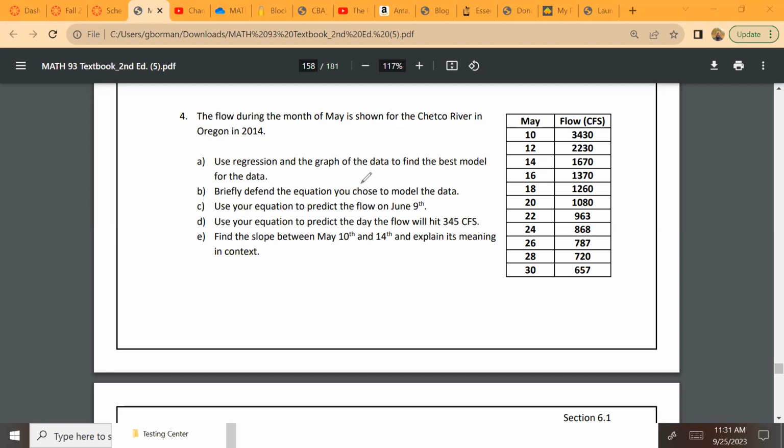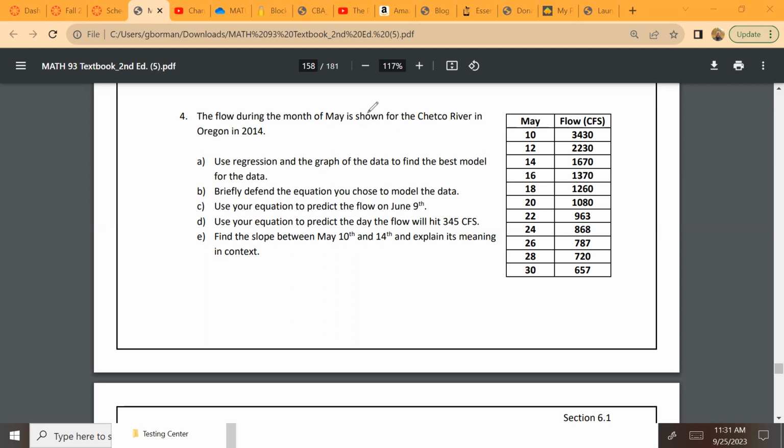Okay, so number four. The flow during the month of May is shown for the Chetco River in Oregon in 2014. I don't know where that is. You could look it up. You should. I'm not going to look it up right now. But yeah, just look it up real quick. I'm sure you can because you're watching this video on the interweb. Okay, use regression and the graph of the data to find the best model for the data.